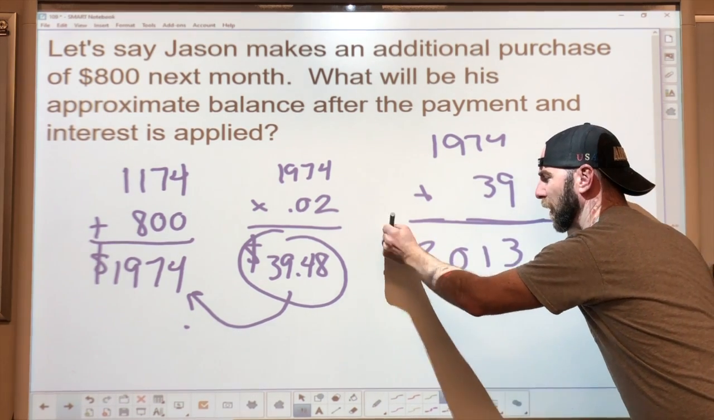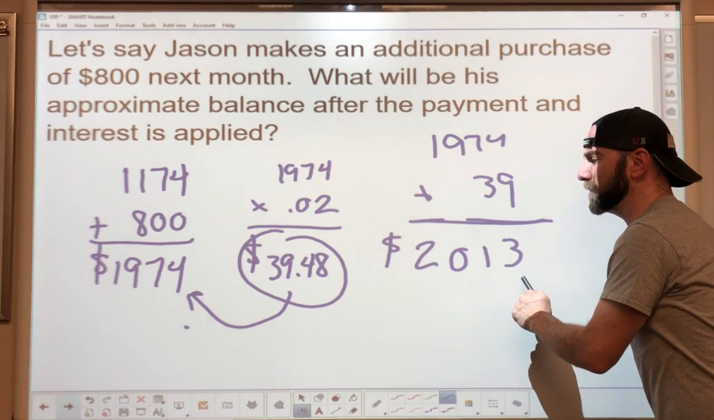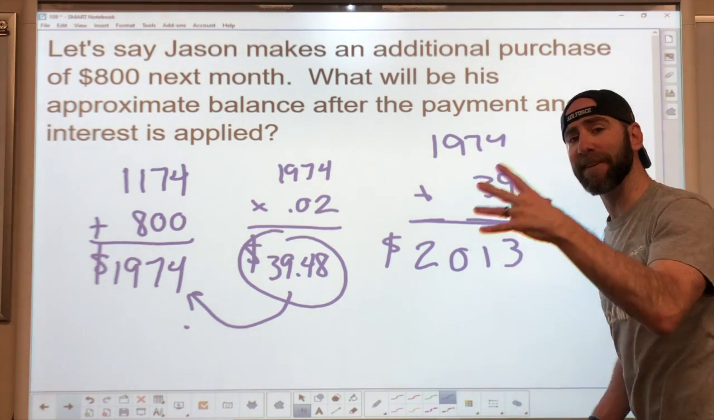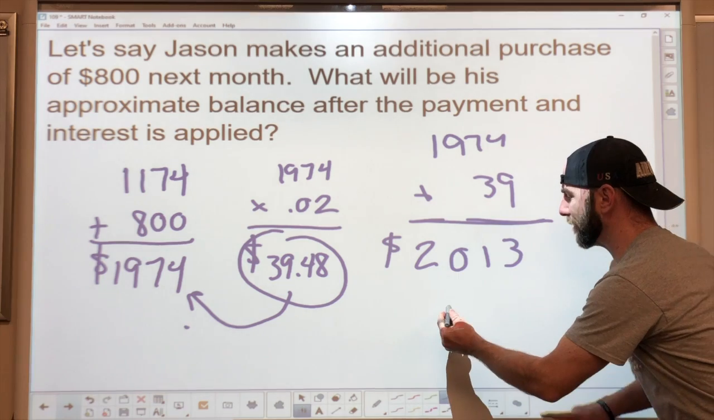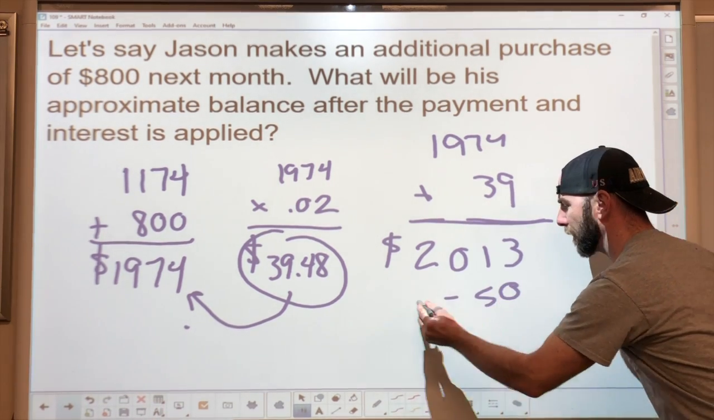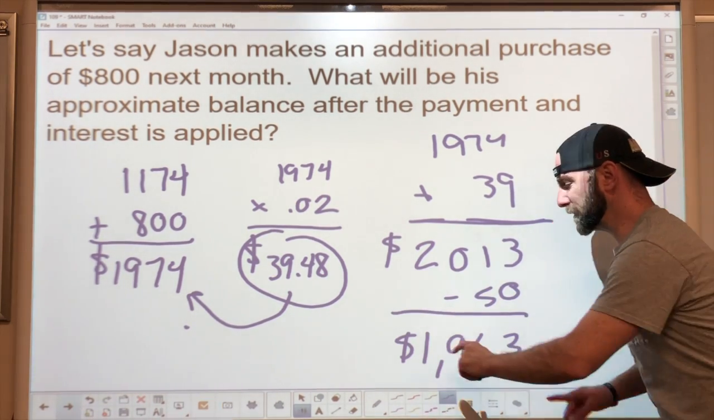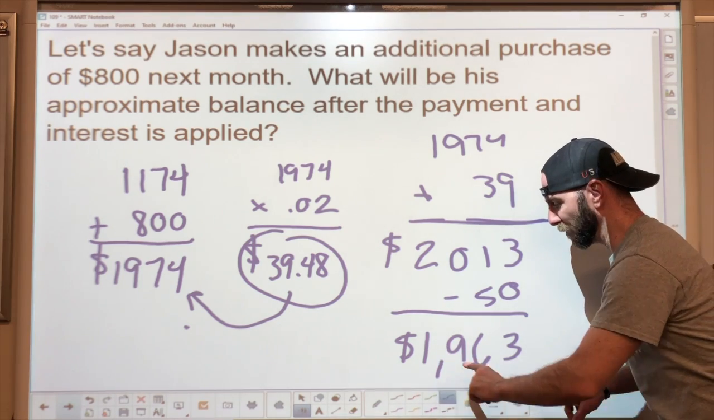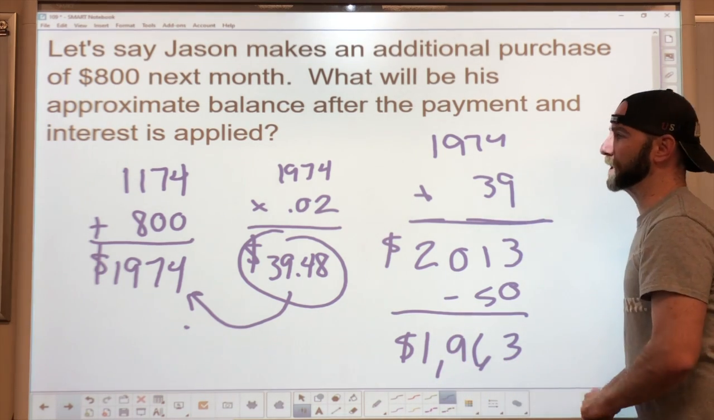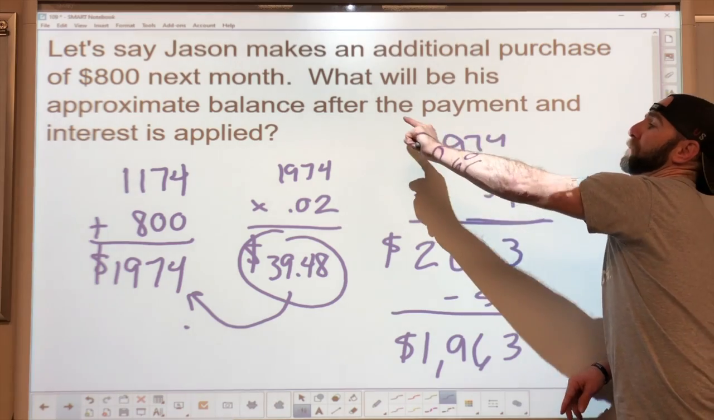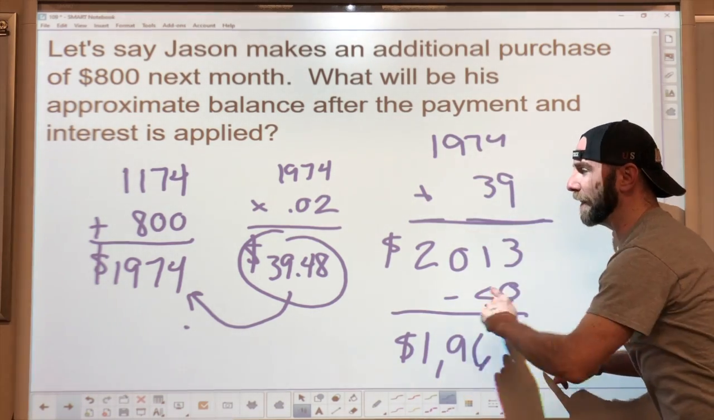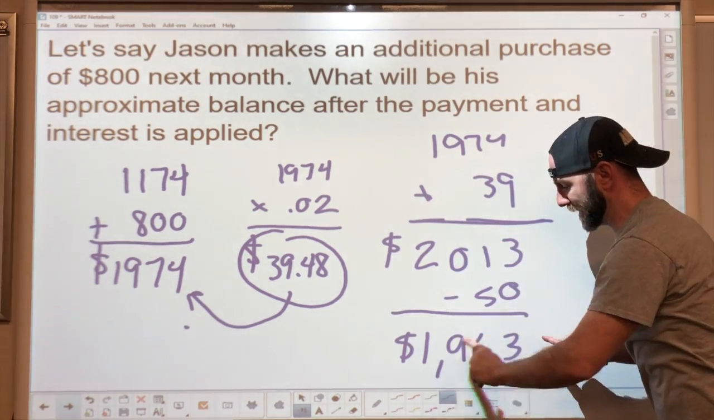So now Jason owes $2,013, but he makes his payment of $50. So we're going to take away $50. And now Jason still has a balance of $1,963. So the question is, what will his approximate balance be after all these transactions take place? Right there.